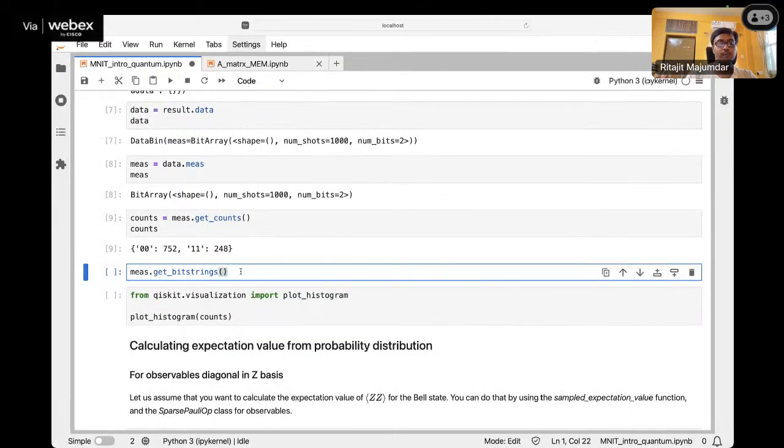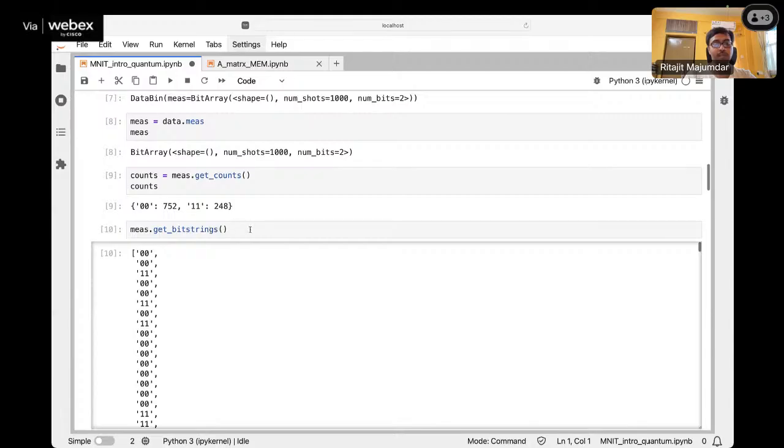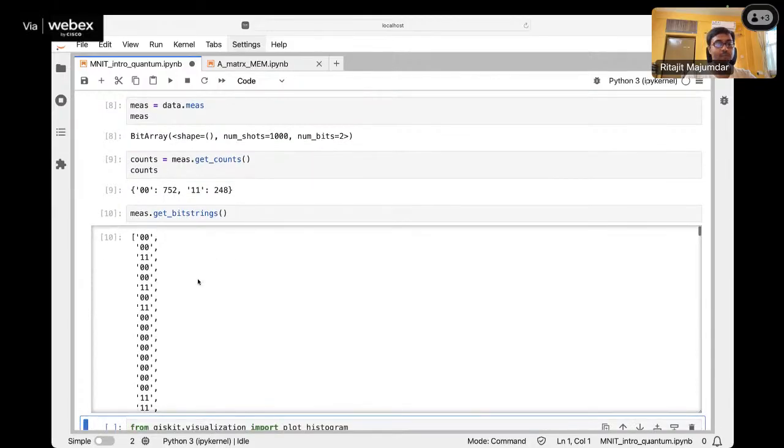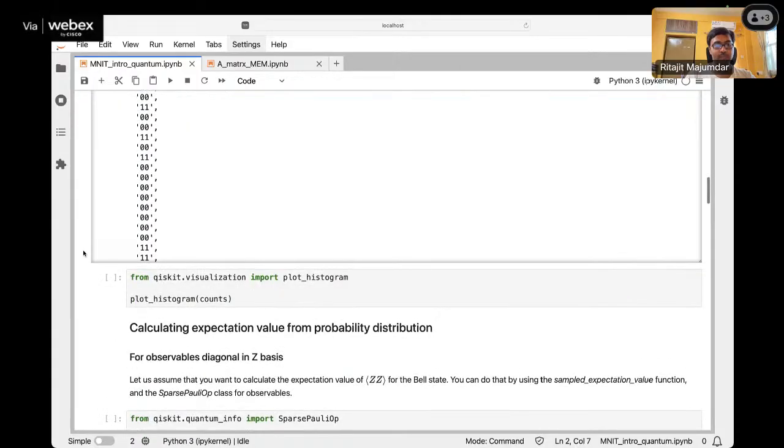If you want to know for some reason what the individual outcomes are, you can call this maze.getBitString. So you see there will be 1000 such elements. First time I got 0, 0, then 0, 0, then 1, 1, then again 0, 0 two times. And this is a consolidated view that I have seen 0, 0 750 times and 1, 1 250 times. So you can get any information out of this that you want.